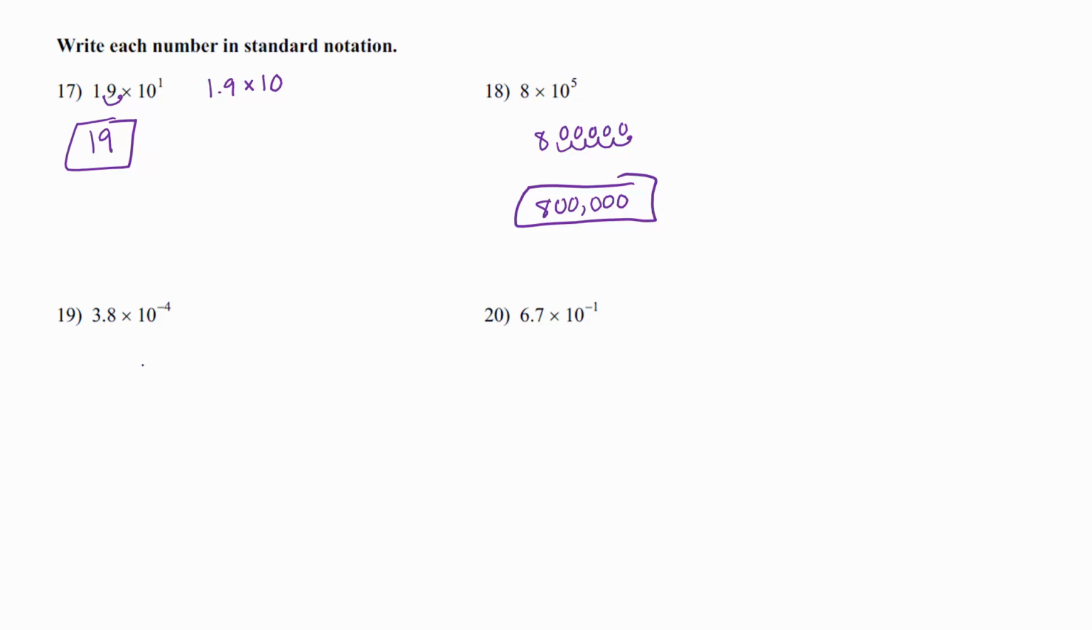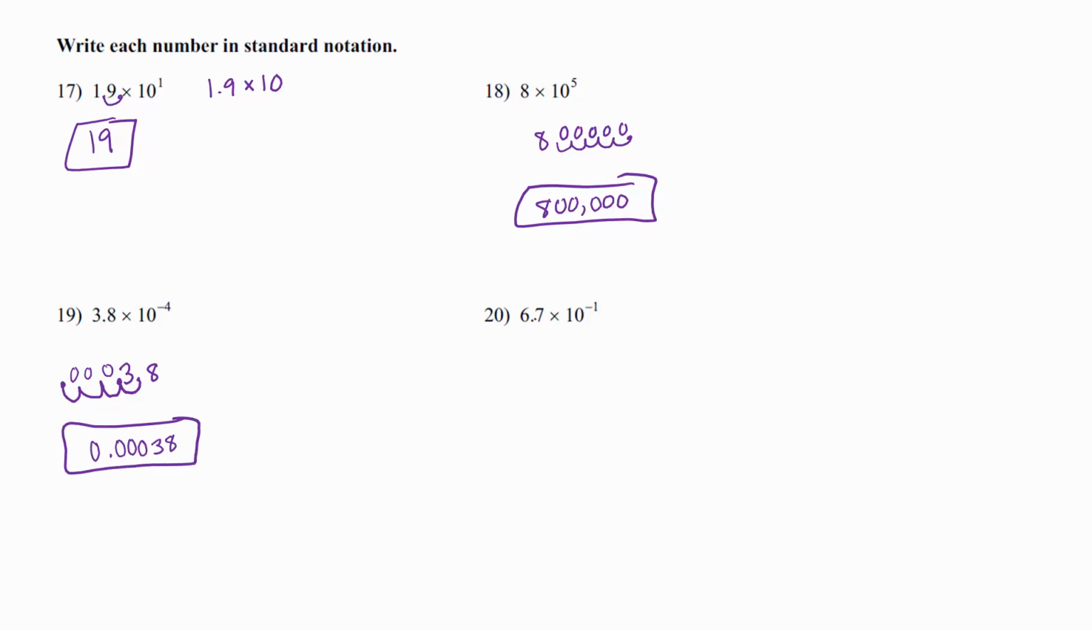On 19 and 20, we've got negative exponents, so we're going to make them smaller, which means moving to the left. If I move to the right, I'm going to make 3.8 bigger, like 38 or 380. But I want to move to the left 4 places. One of those places is here to get past the 3, and then 2, 3, 4. So I'm not actually adding 4 zeros, I'm adding 3 zeros, and that can be something that trips us up if we're not careful.